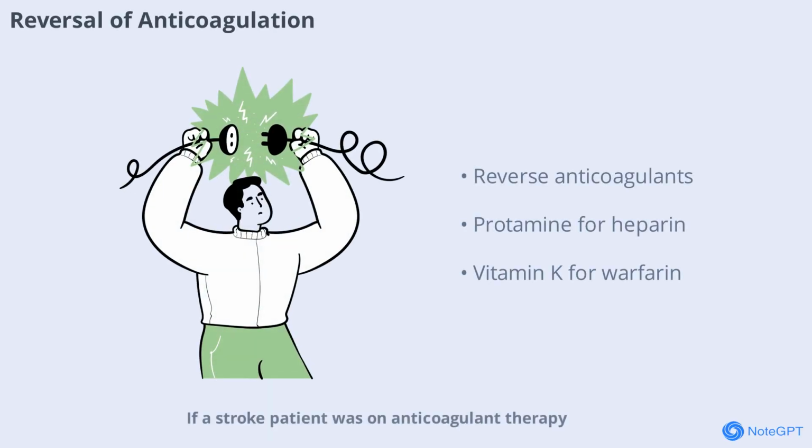If a stroke patient was on anticoagulant therapy, reversal agents may be needed to reduce bleeding risk. Protamine sulfate is used for heparin, while vitamin K is used for warfarin. Rapid reversal is especially important in hemorrhagic stroke to prevent further bleeding and complications. The choice of agent depends on the specific anticoagulant the patient was taking.